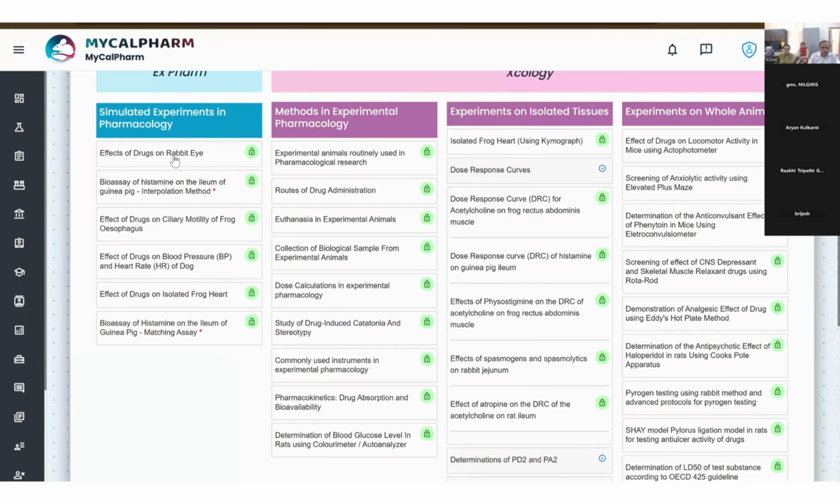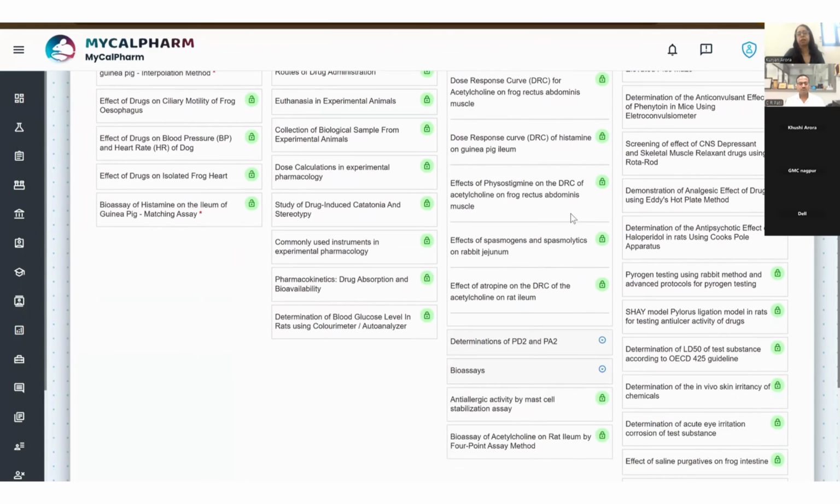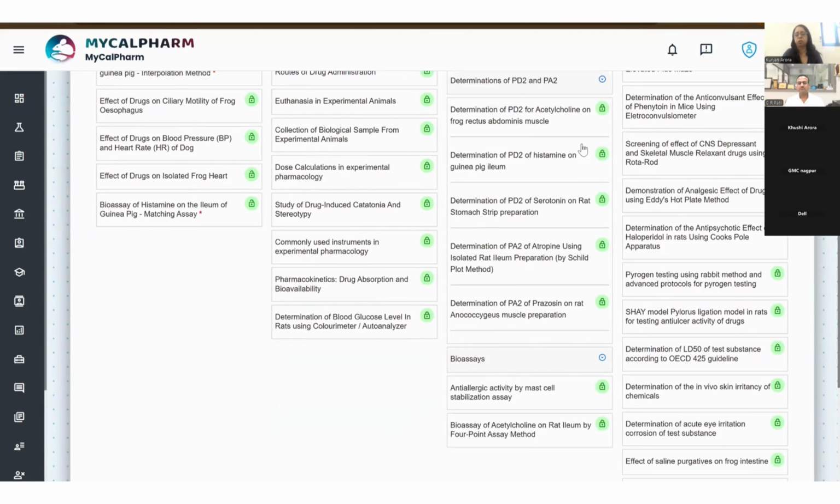First is the Ex-Pharm. Few experiments you can see in the Ex-Pharm: effect of drug on rabbit eye, bioassay of histamine by interpolation method, matching assay, effect of drug on ciliary motility. Few methods in experimental pharmacologies are there. Then we have the 5-dose response curve experiment. DRC of ACH, frog rectus we have, histamine we have, ACH is there, effect of spasmogenesis, spasmolytics are there. Then let me go to the calculation of PA2 and PD2 calculations. These are the 5 experiments which we have here.